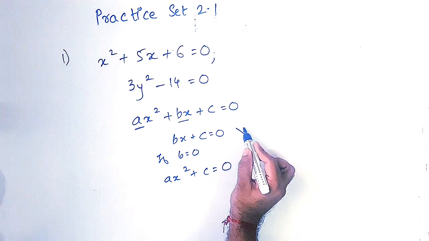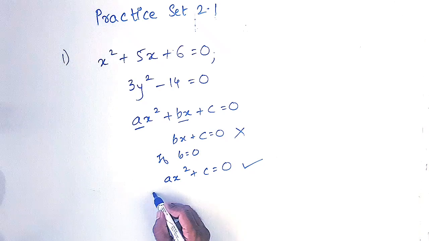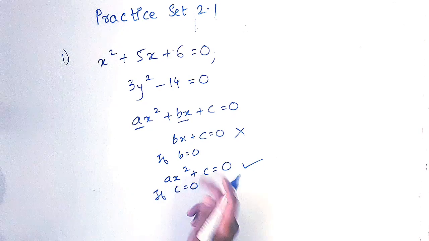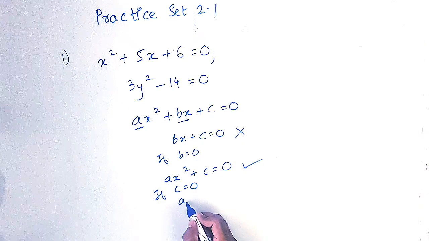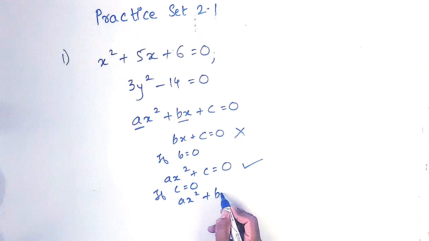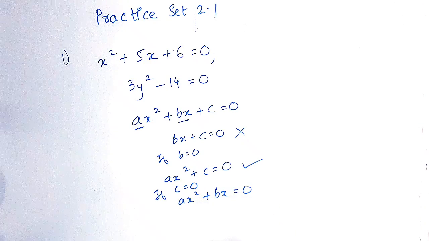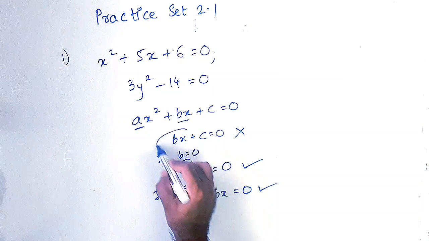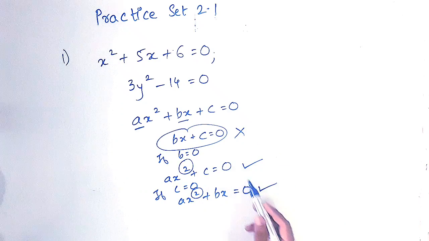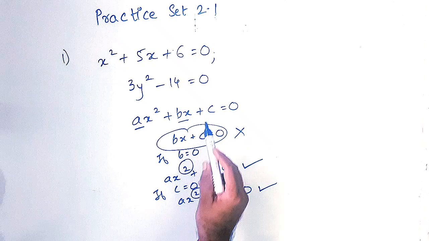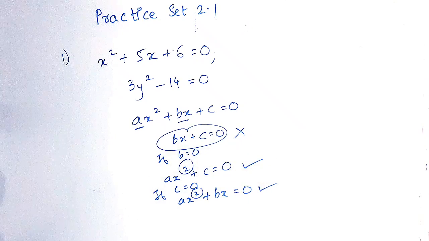As this is not a quadratic equation, let us say if c is equal to 0. So what will remain? ax square plus bx equals 0. Still it is a quadratic equation because the degree is 2. So this is not, and this is a quadratic equation. So your condition is c can be 0 or b can be 0, but a should not be equal to 0.